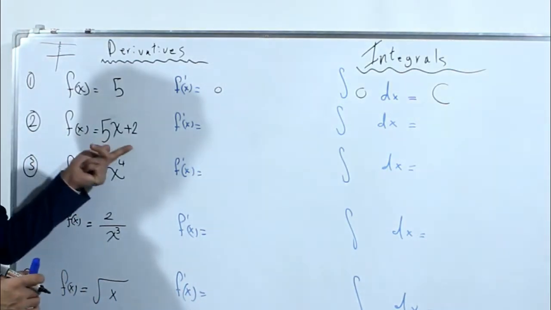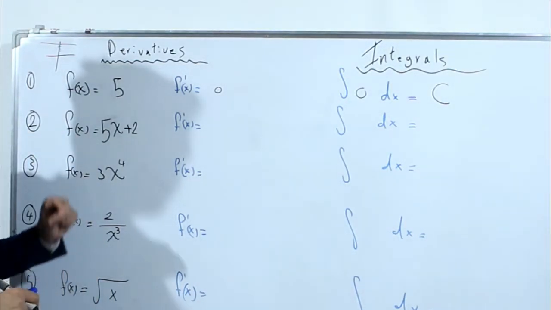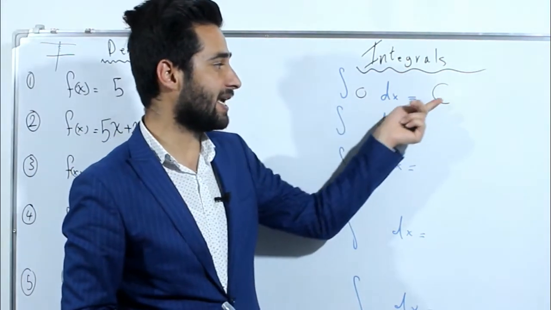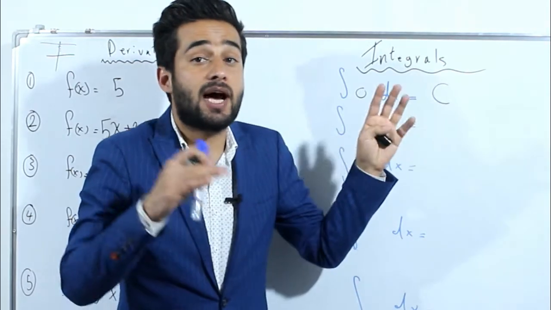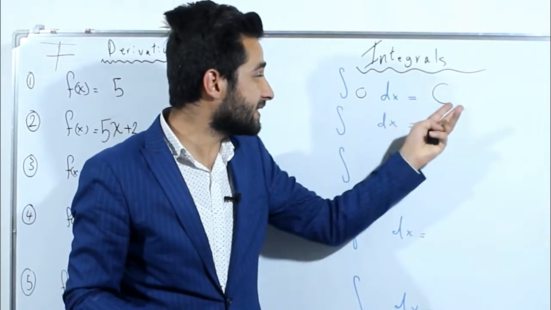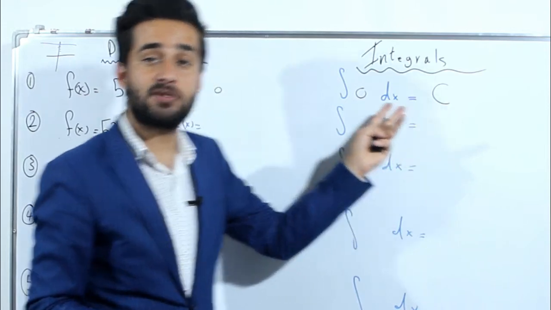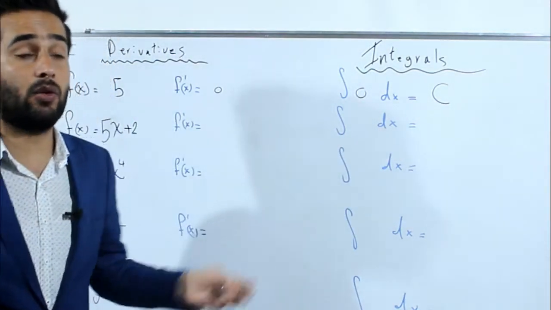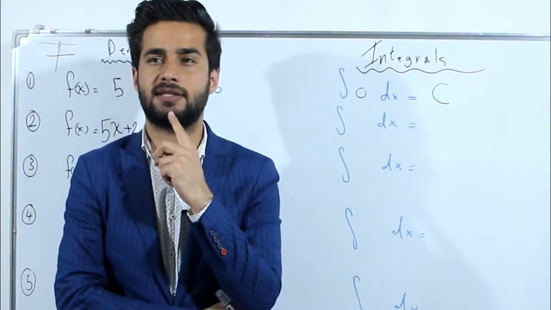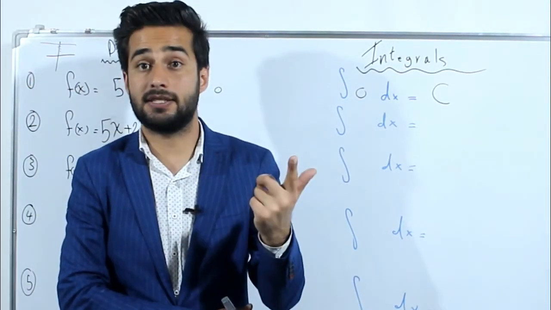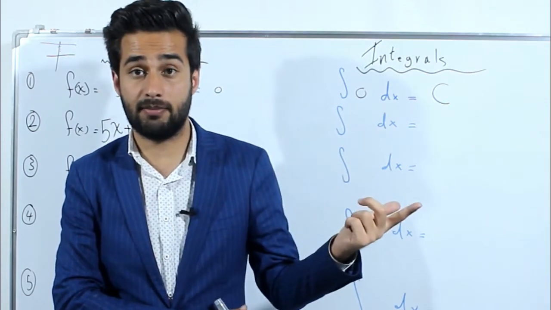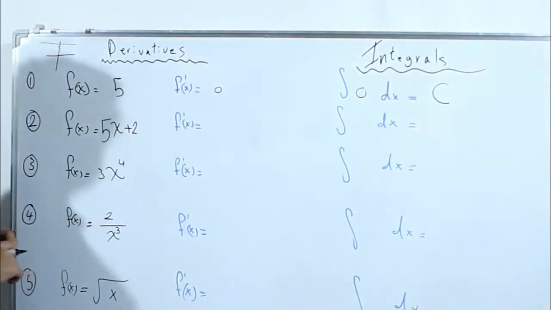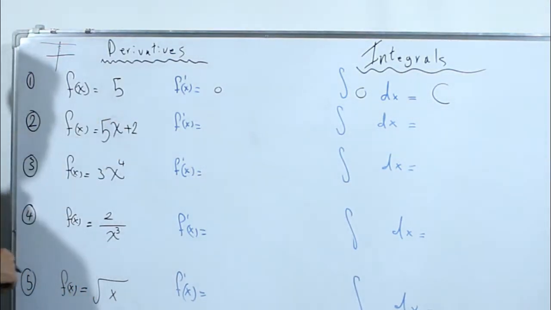f of x is equal to 5x plus 2. I know you have a question here. Why didn't I say it is equal to 5? Because I don't know what the real function is for this. Yes, the real function here is 5, but always when I give you the integral of 0, it is a constant number, but what constant number? We don't know.